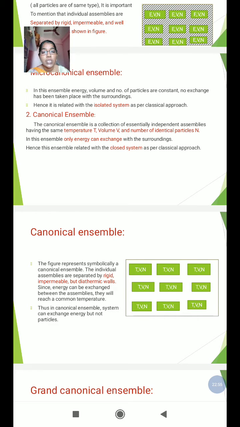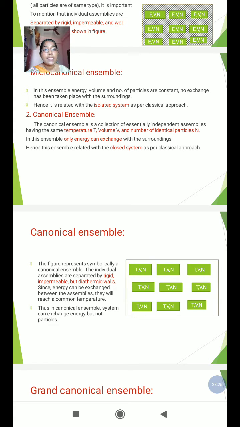The energy can exchange from one system to another system. The temperature can exchange from one system to another system. Up to which point can the temperature exchange? Temperature means the heat can exchange, up to the point where all the systems come to a common temperature. Up to that time all the systems can exchange the heat energy. So in this canonical ensemble only energy can exchange, but not number of particles, and not volume.